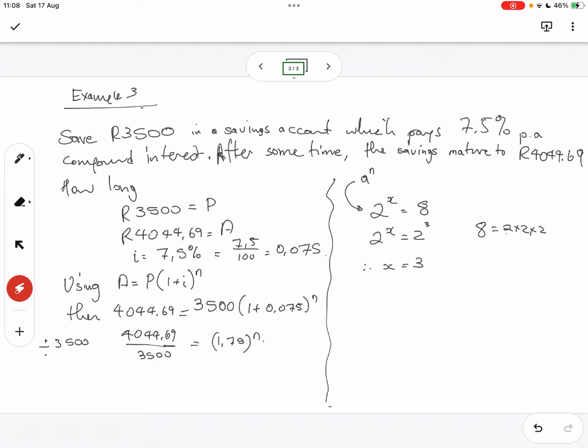Now, we have a similar situation here, because we're going to get a decimal number, 1 point something. It's 1.075 to the power n. So we must find out which power this number is raised to, so that if we raise 1.075 to a power, then that power equals whatever power this is raised to. So that is what we call a logarithm.